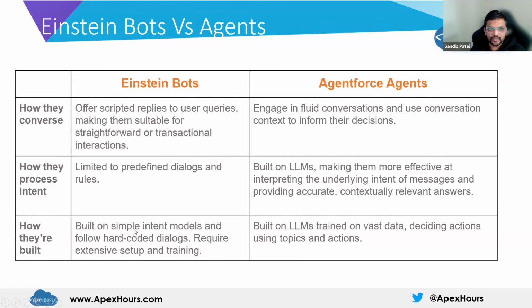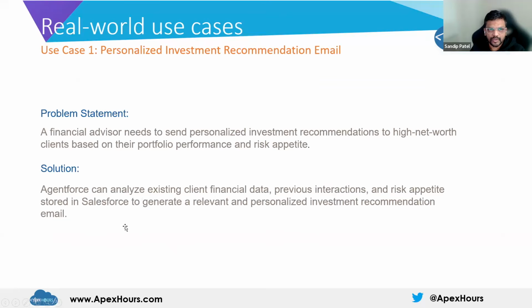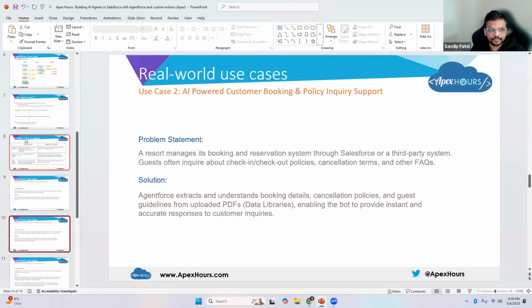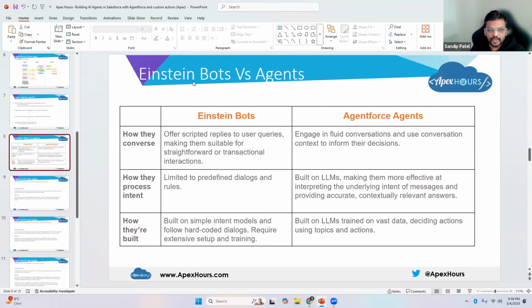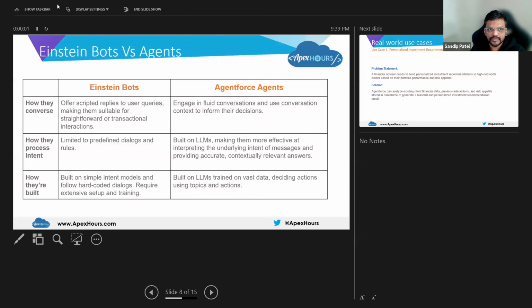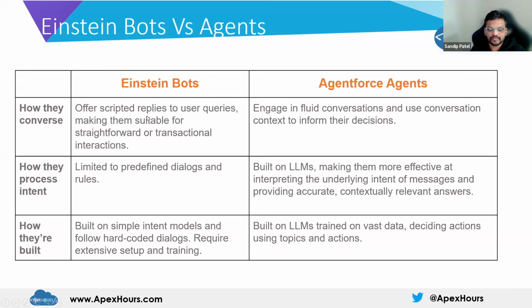Now, if we talk about the difference between Einstein bot and Agentforce agents. If you have configured Einstein bots before, there would be a common question in your mind about what the difference is between both, because on the front end side, when we deploy the agents on the community, it is kind of a bot. If you see the UI and everything, it's kind of similar to a bot. And we would have had this Einstein bot configured previously.